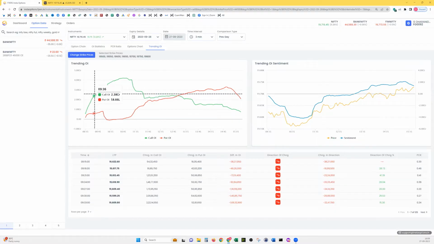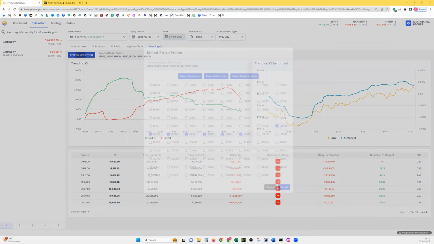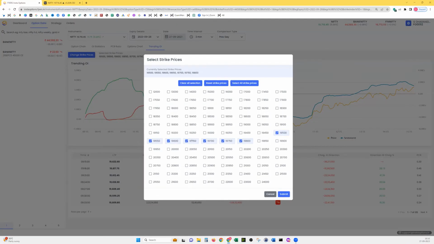Okay, first let us understand what this trending OA is all about. On the top you can see that there are two options, the call as well as the put. On this aspect you can click on change strike price. You can see that I have selected the ATM straddle and the top three straddles and the bottom three straddles. I have selected both the call and put.